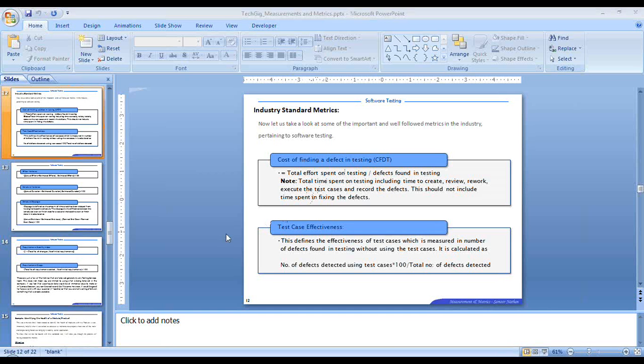Can you mention some metrics which would be useful in a product company? Any of the metrics can be used within a product company, like your test case effectiveness, your schedule deviations, effort deviations, can be used within a product company.